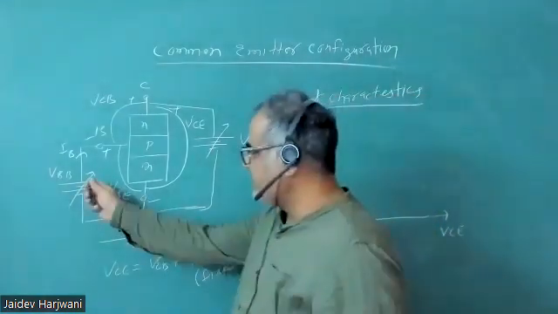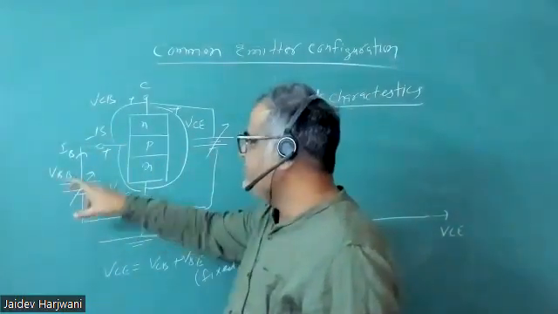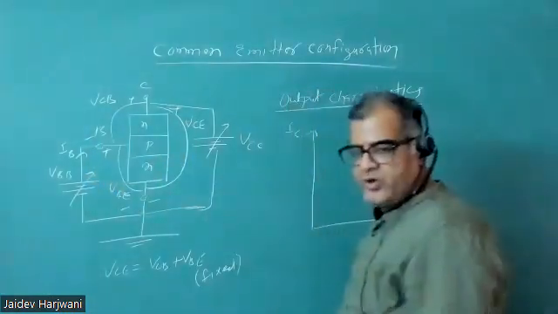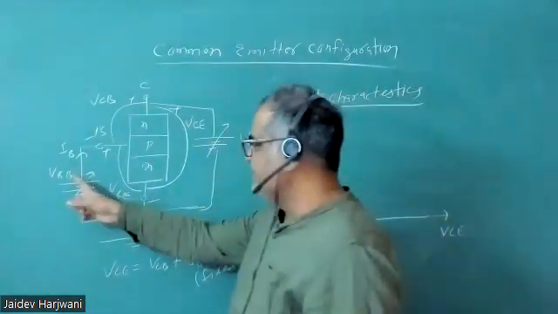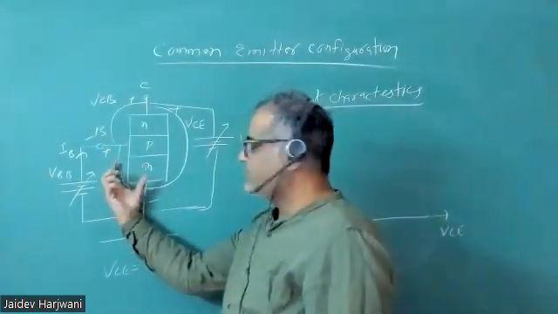So I will apply some IB, or suppose in the beginning this VBB is 0. If VBB is 0, this VBE is also 0. That means this junction is reverse bias, so no current will flow. If I'm not applying any VBB, there will be no drop, and no drop means no current. We can assume that this junction is reverse bias.